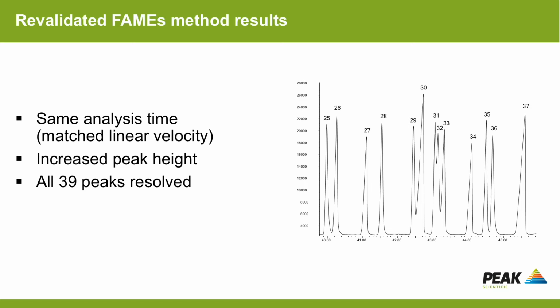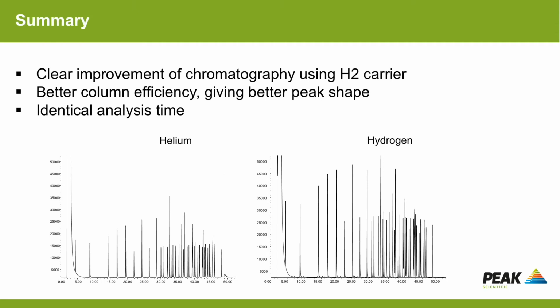And just to show you that relative increase in peak height, you can see the two chromatograms side by side on the same scale. So we have a clear improvement in the chromatography using hydrogen carrier gas, and really this is because hydrogen is giving us better performance when it comes to the separation of the sample. So we're getting sharper peaks and better peak shape overall.